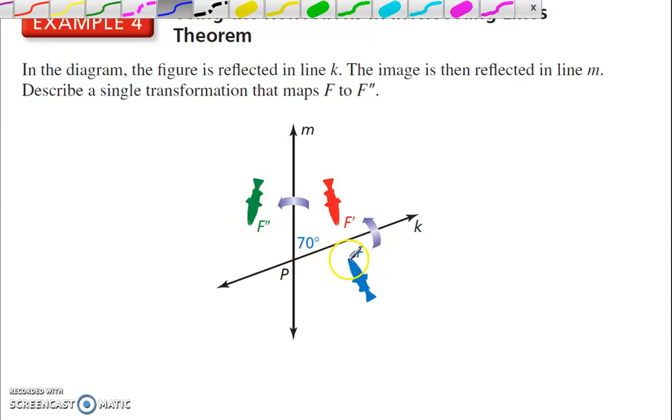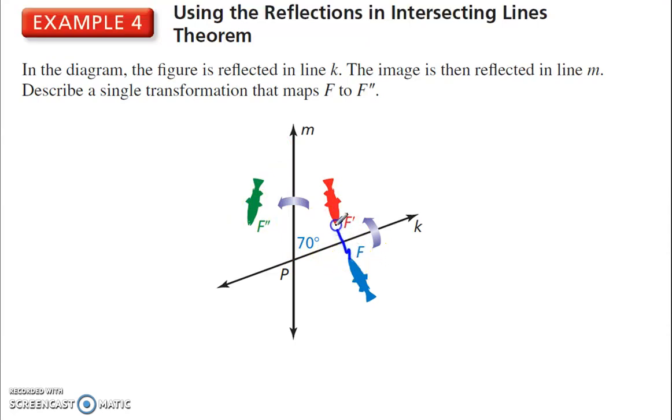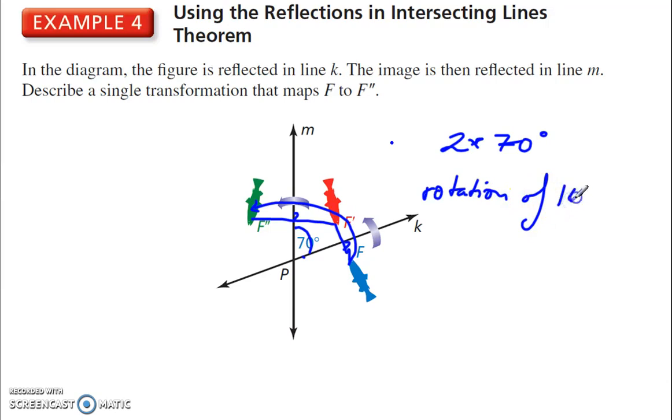So we've got a reflection here, right angle, and then a reflection here, right angle, or we've got a rotation that is 2 times 70 degrees. So a rotation of 140 degrees.